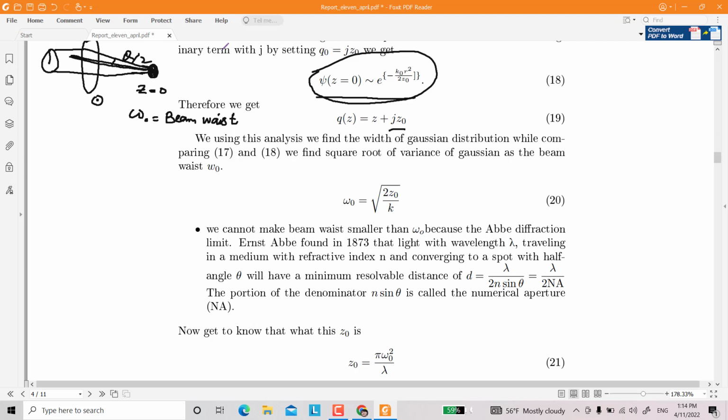Any optical element is not going to make the beam waist 0. Rather, it will be finite. It will be of minimum possible width, which is restricted by this Abbe's limit. This is a fundamental limit in optics, that you cannot make the distance more resolvable than this minimum possible angle on the beam, right? So if we say the resolvable distance for the light which is coming through this lens is d, then you can see d is directly related with lambda.